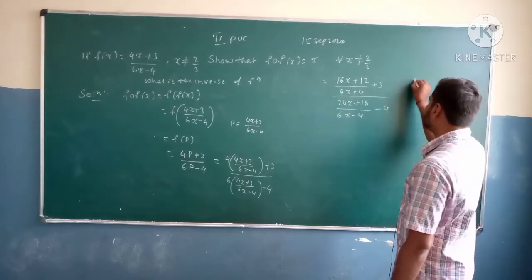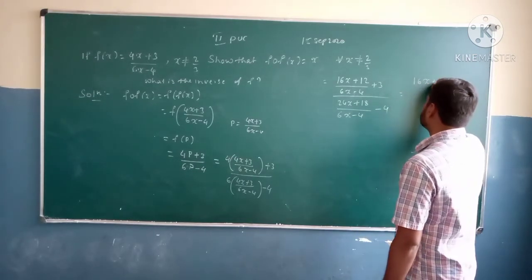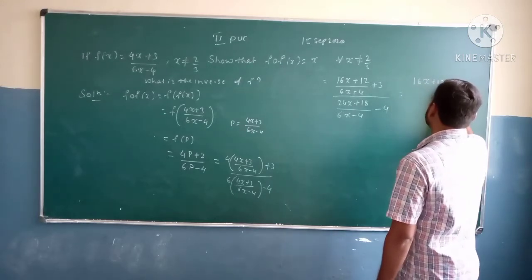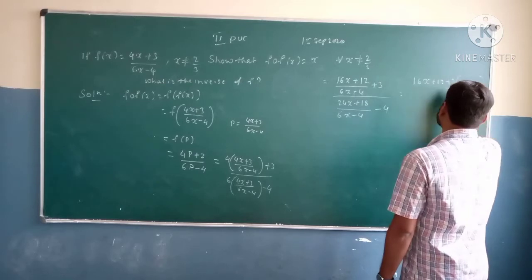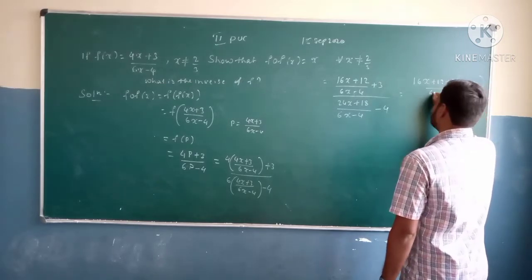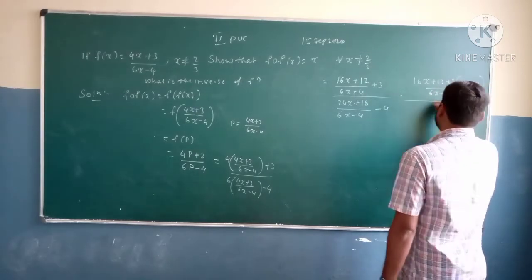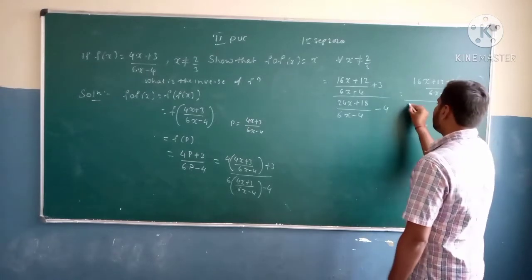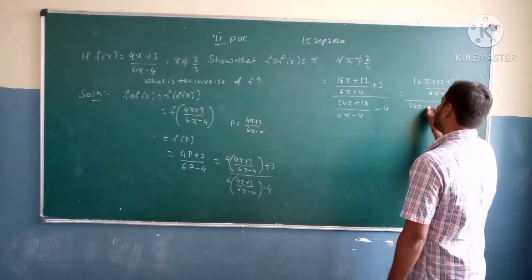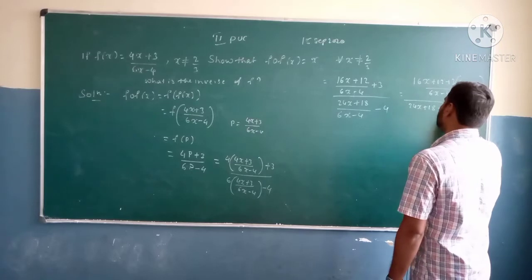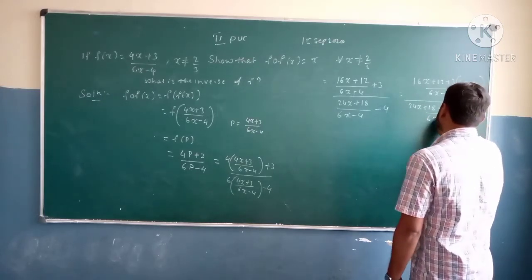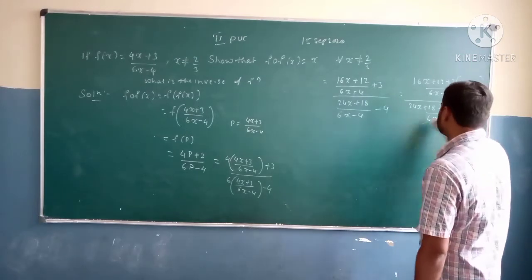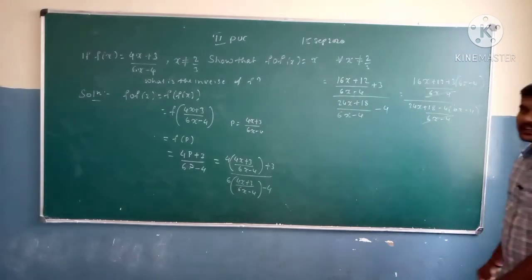So that's going to be 16x plus 12 plus 3 into 6x minus 4. So denominator 6x minus 4. So again, it's going to be 24x plus 18 minus 4 into 6x minus 4, divided by 6x minus 4. Here the 6x minus 4 cancel each other.